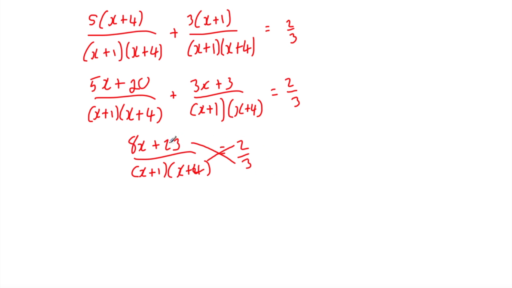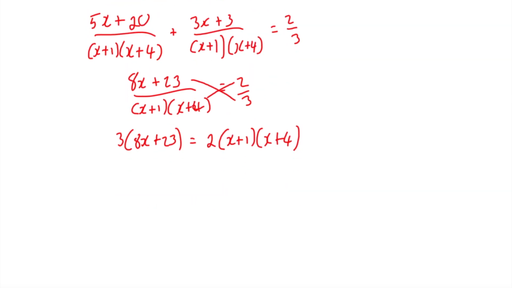I use cross multiplication, so I would do this times 3, so I'd have 3 bracket 8x plus 23, and then close brackets, and then put that equal to 2, and then our two brackets here, x plus 1, and then x plus 4. So that's one way you could do it, use cross multiplication. Or another way, like I mentioned, was to just multiply both sides of the equation by the denominator here, and then multiply both sides of the equation by that denominator, and that would work as well.